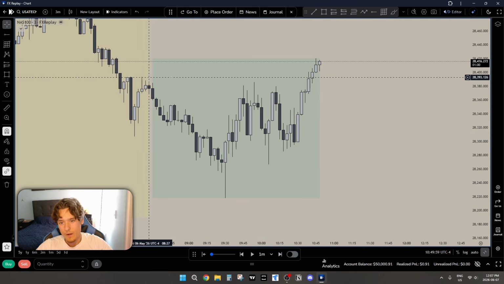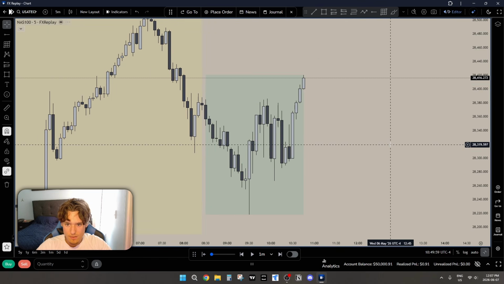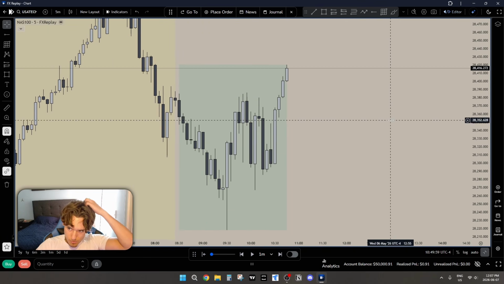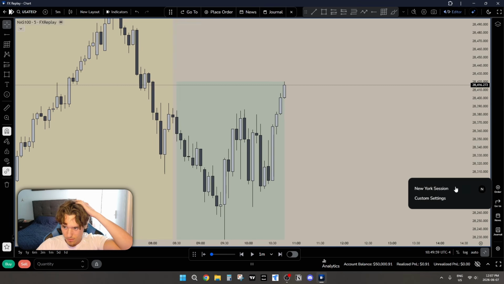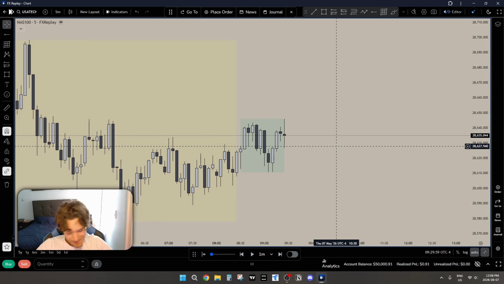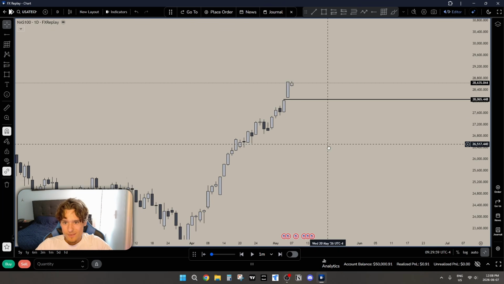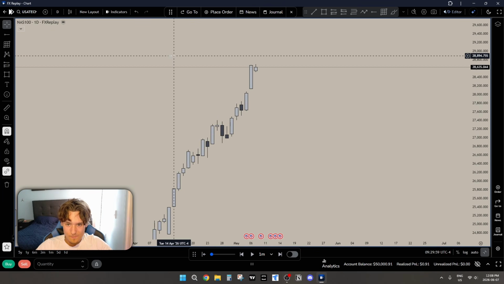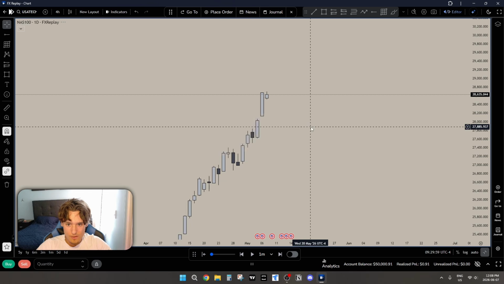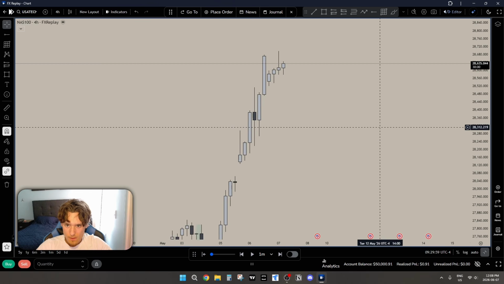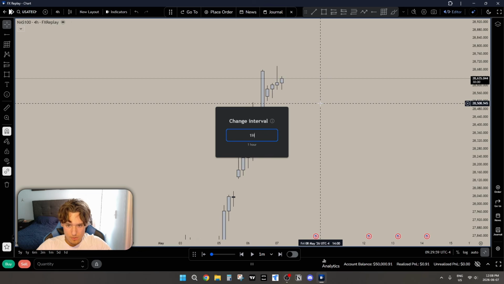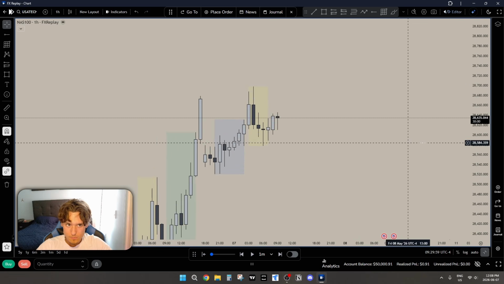What's up with this chop fest? Okay, it's 11 o'clock, new session. 2 break evens. Okay, so we are still pushing up higher. 4-hour time frame, what are we doing? We have this gap below. That's something to keep in mind.